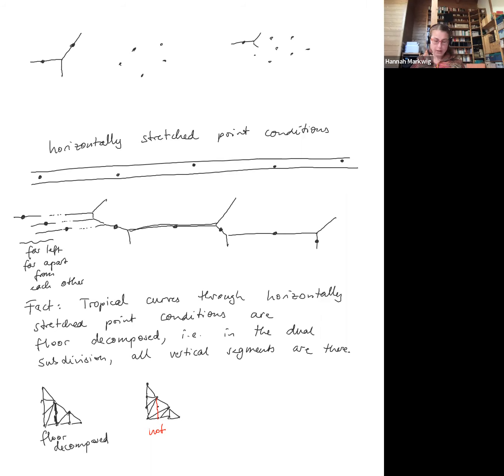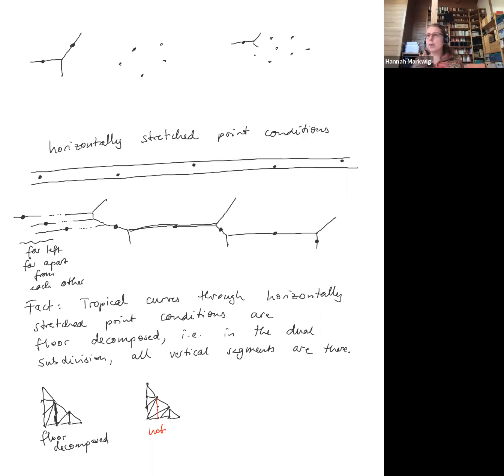So what do we gain from having such floor decomposed tropical curves? What we gain is that we can distill the combinatorial essence of the tropical curve count by doing the following.